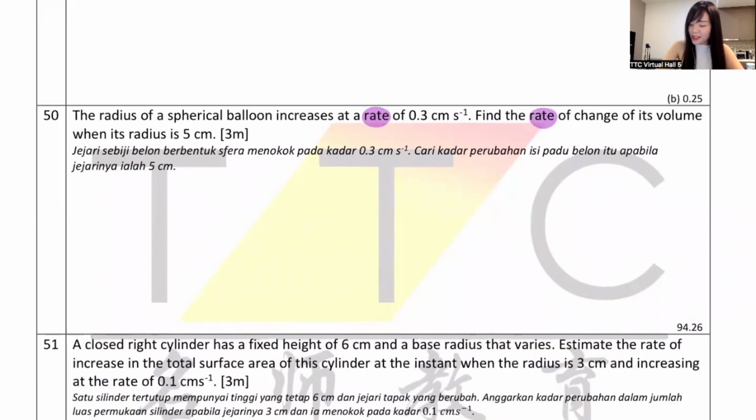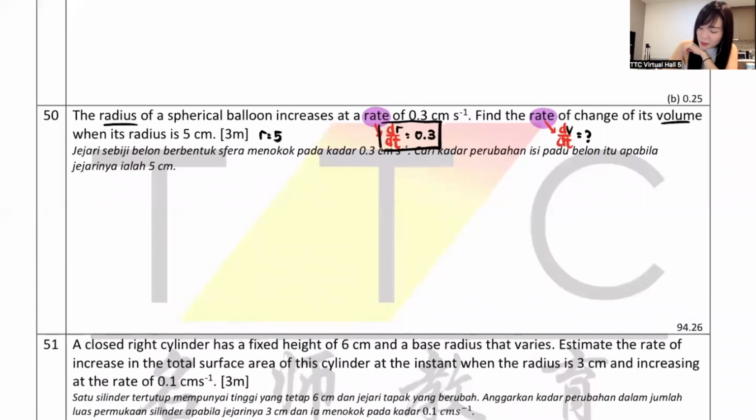Again, I saw the word rate 2 times. Rate again represents d something dt. The first one, they say the radius of a spherical balloon increases at 0.3. So 0.3 is dr/dt, because they say radius. Next one, find the rate of change of its volume, dV/dt. Then they say when the radius is 5 cm.